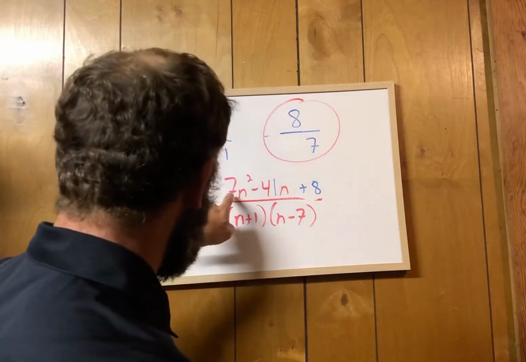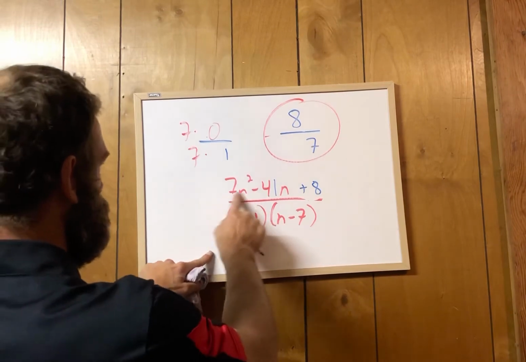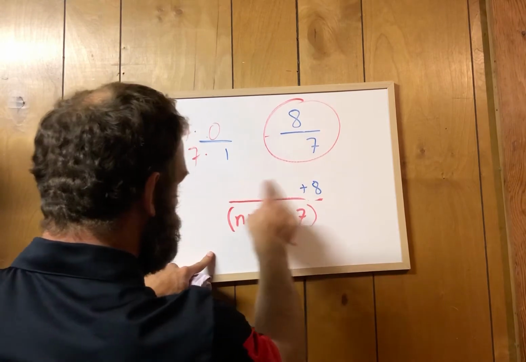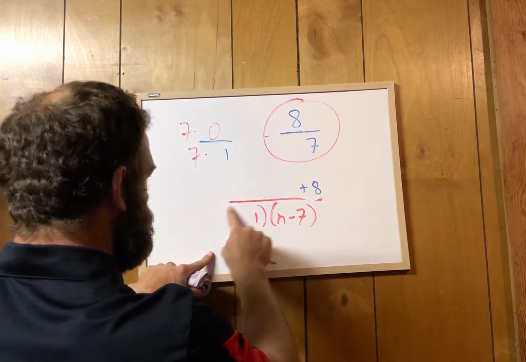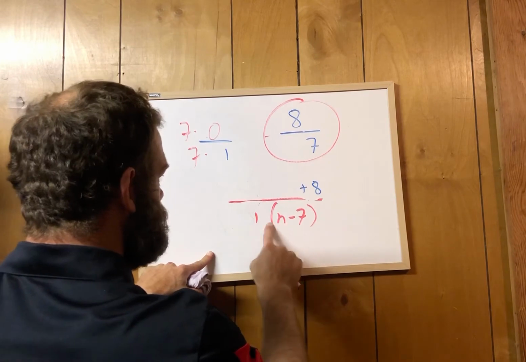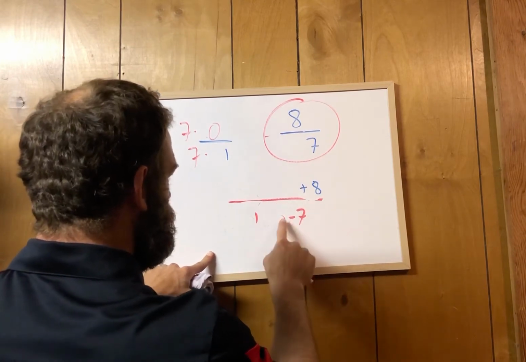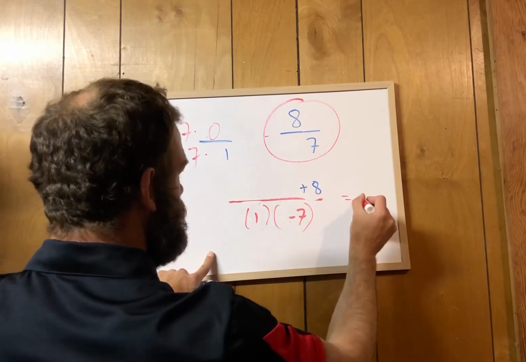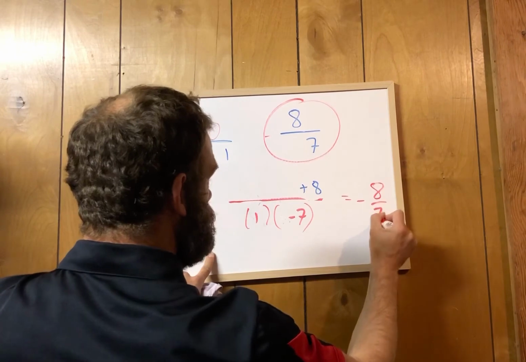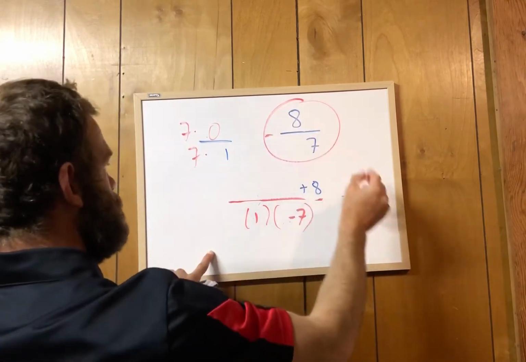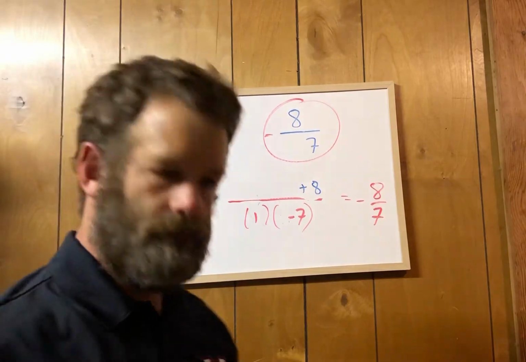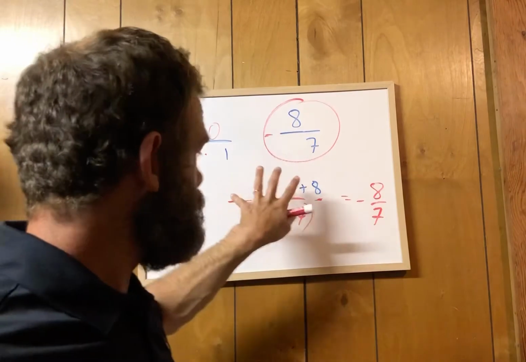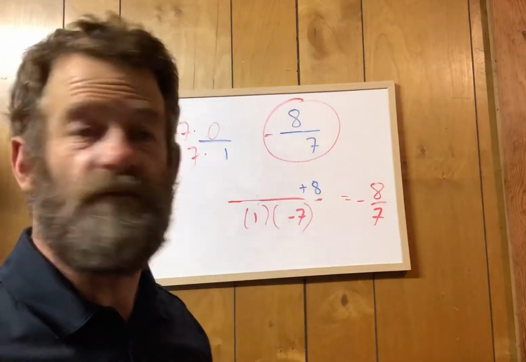Plug a 0 in for here. 7 times 0 squared is 0. Negative 41 times 0 is 0. 0 plus 1 is 1 times 0 minus 7 is negative 7. And 1 times negative 7 is just negative 7, which gives me a negative fraction. See? It's the exact same. Negative 8 over 7, negative 8 over 7. So that's just a concept of showing you your answer is the same thing as your expanded version.